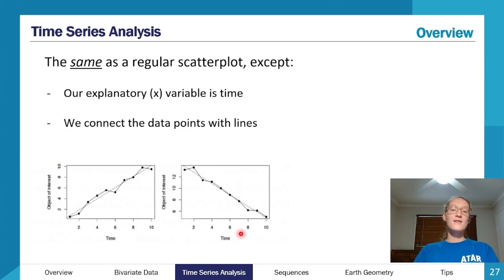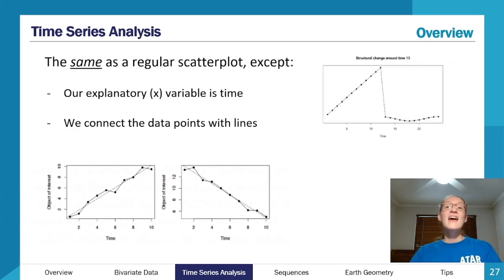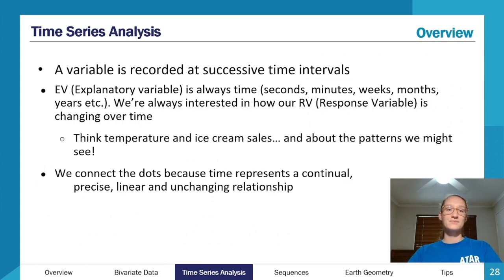So it's quite similar to a scatter plot. We've got our explanatory variable down the bottom, always going to be time, our response variable on our y-axis, and then we just plot our points like normal. We connect them. We can even add a least squares regression line. So there's a lot of similarities there, which is quite helpful. And there's another example of a time series plot just there.